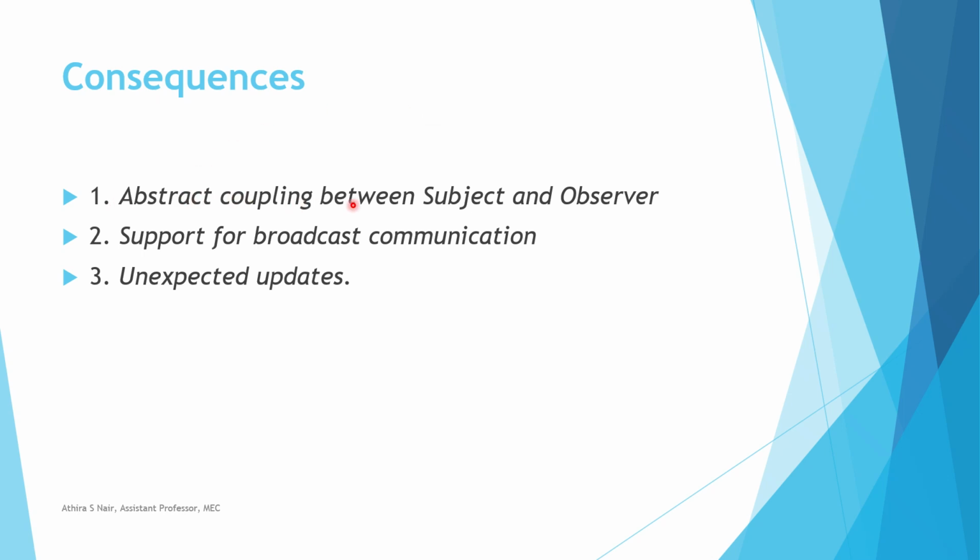First is abstract coupling between subject and observer. So we know that subject and observer are not tightly coupled here. So they can belong to different layers of abstraction in a system. So a lower level subject can communicate and inform a higher level observer and keep the system's layering intact, and vice versa.